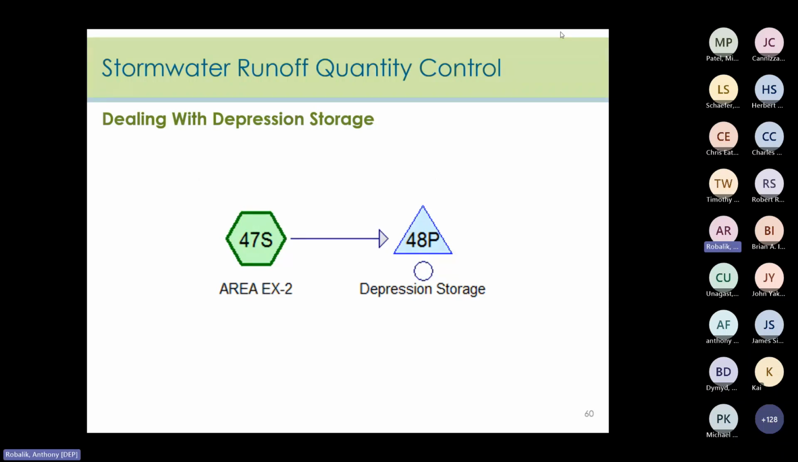So now we'll take a look at an example of depression storage, and this is modeled in HydroCAD. The contributory drainage area, and here that's labeled as area EX2, is routed to the depression storage, and the reviewer can input the parameters in the HydroCAD or another H&H modeling software to make sure that the depression area was calculated correctly.